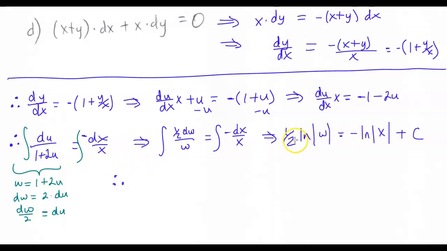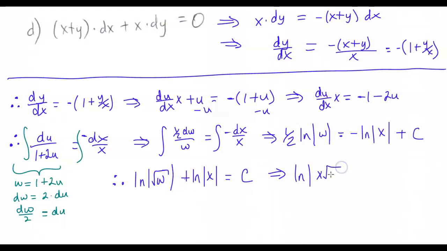From this point, here we know that the 1/2 natural log of absolute value of w, that's the same as natural log of absolute value of square root of w. I want to go ahead and add the natural log of absolute value of x to both sides here. And that will just equal to constant. So here, because of our logarithm rules, I could rewrite this as just natural log of x times square root of w equals c.